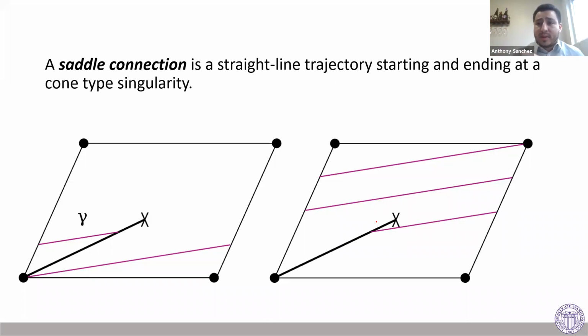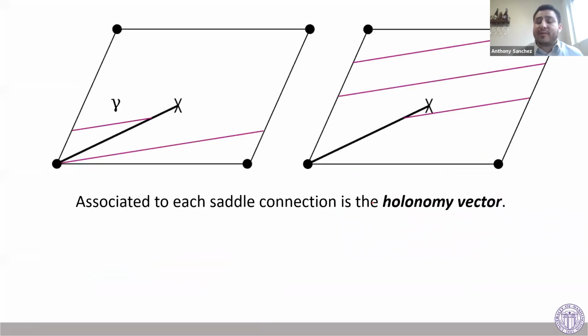So again, for me, the universe of translation surfaces for today is just double slit tori. Straight means exactly what we think it means here. We have dz on these surfaces, and there's only two cone type singularities. So here, gamma is an example of a saddle connection that starts from one dot and ends at the other dot. Okay, and now we can use the holomorphic differential to get some notion of geometry.